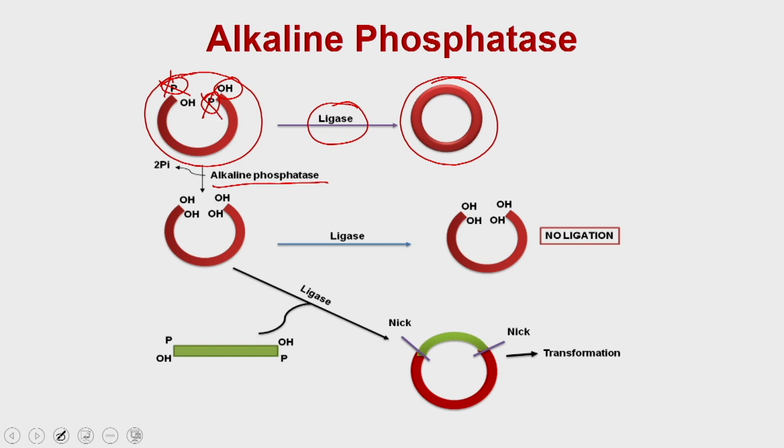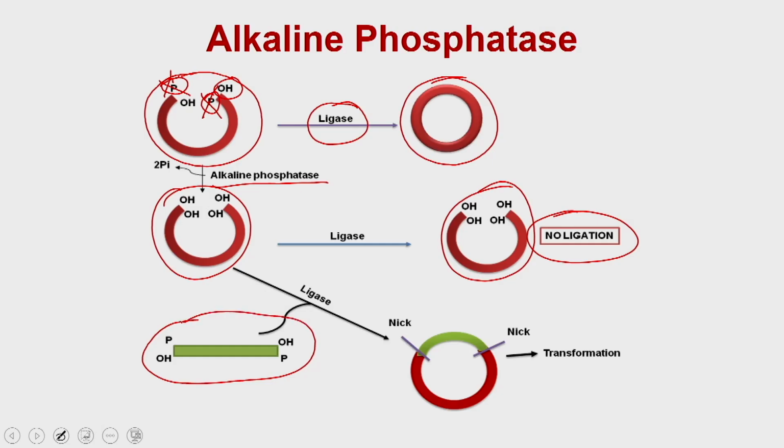If you put the ligation reaction for this, it is not going to recircularize, because you need the phosphate to form the phosphodiester linkage. So, there will be no ligation reaction. But if you put the insert which is compatible with this type of sticky ends, and if you put the ligation reaction, this phosphate and this OH will come together and form a nick, and then these nicks will be sealed by the ligase, and it will give you the chimeric DNA, which you can transform into the bacteria, and that will give you the colonies.